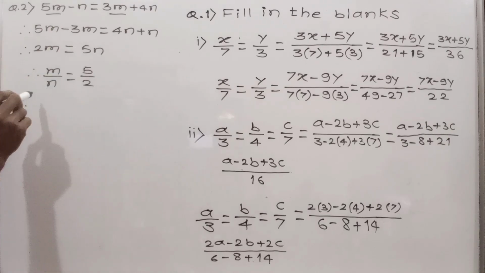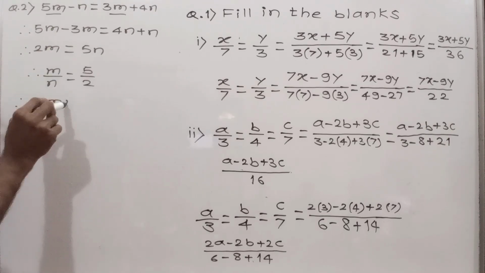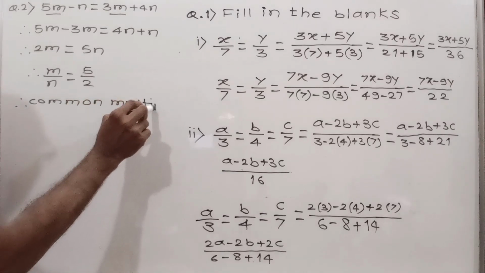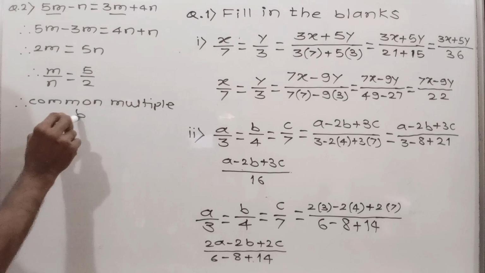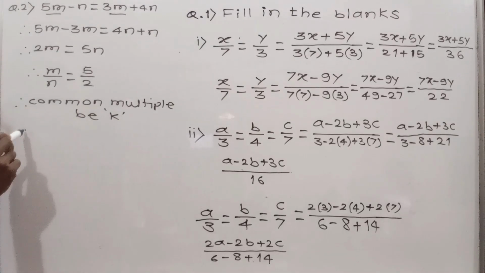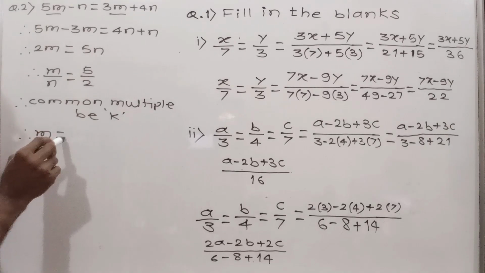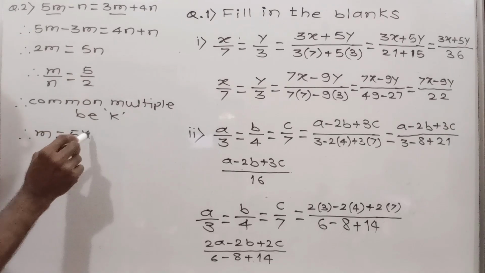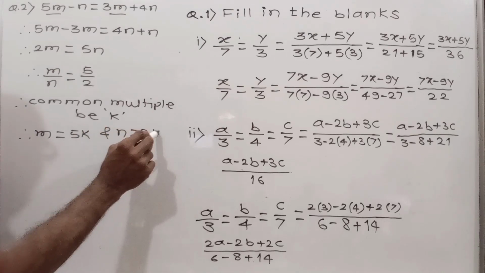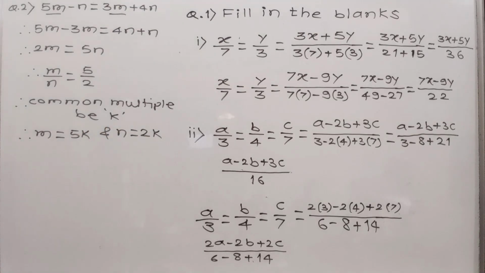Therefore, we take the common multiple k. Therefore m is equal to 5k and n is equal to 2k. Then now we take the first expression.